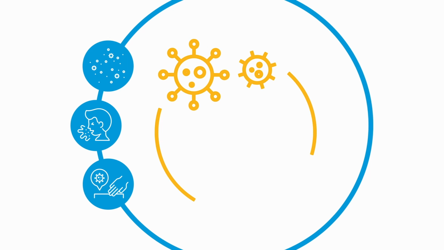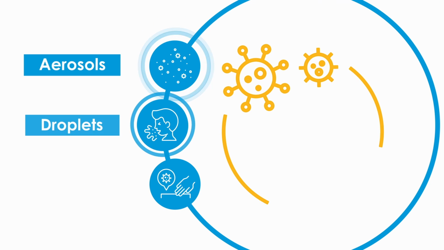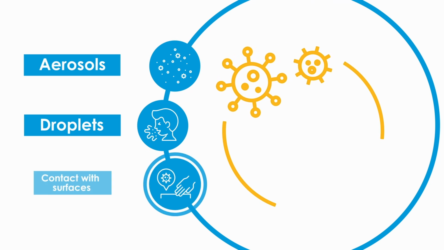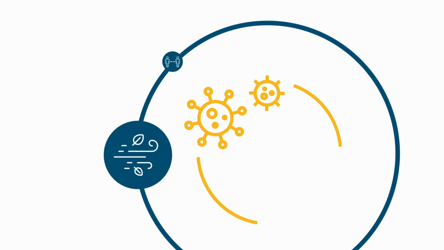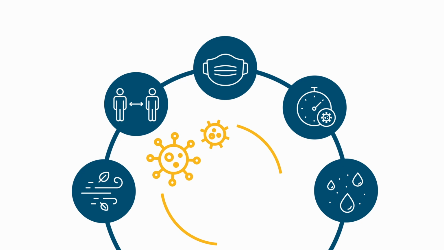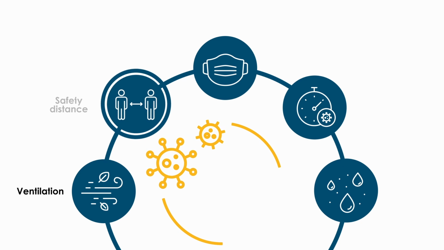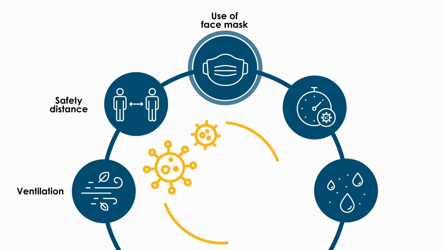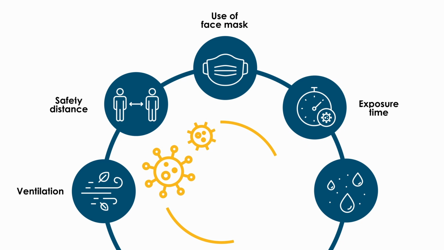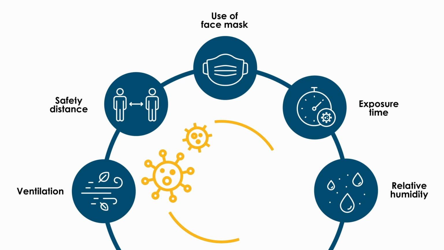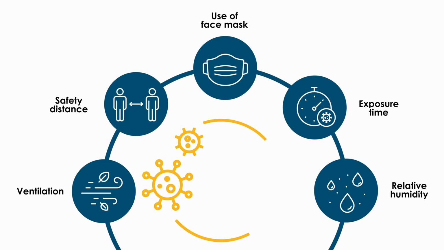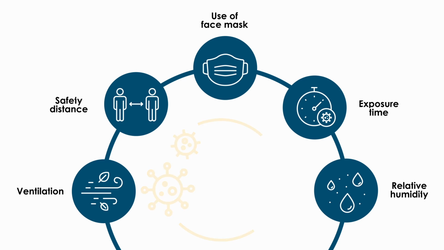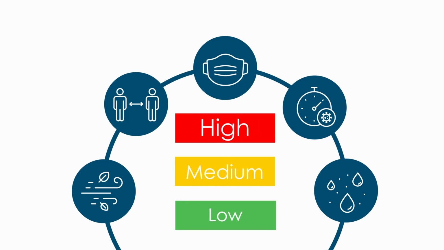The COVID-19 virus is transmitted via 3 routes, essentially through aerosols, droplets, and to a lesser extent through contact with contaminated surfaces. The level of transmission risk depends on a combination of 5 factors: ventilation, safety distance, use of face mask, exposure time, and relative humidity. The combination of these factors and whether or not they are managed correctly influences the transmission risk level, which can be low, medium, or high.